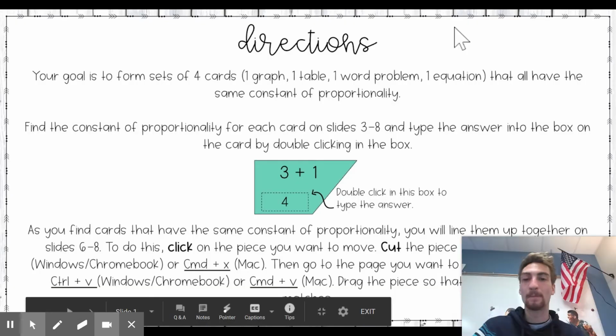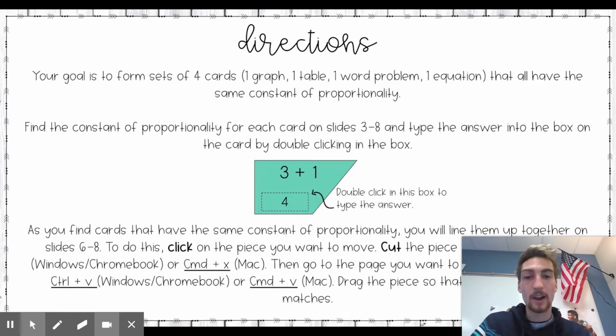Hello, Knights. Welcome. So we have this really fun activity for today, and your goal is to form sets of 4 cards, one graph, one table, one word problem, and one equation. And they all have the same constant of proportionality. And you can think about constant of proportionality as the unit rate, how much it goes up by each time.